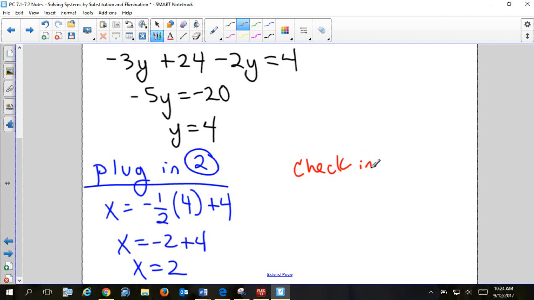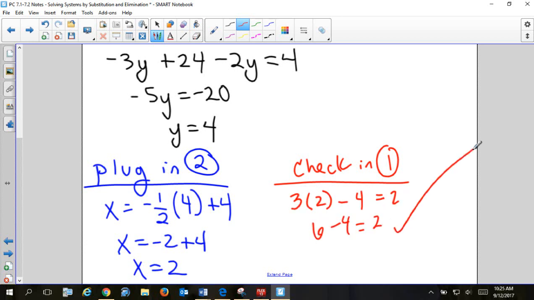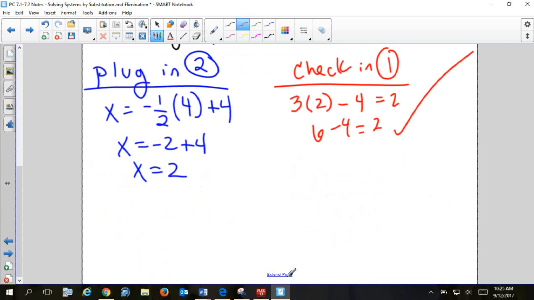So if I plugged in 2, I have to check in 1. You have to use both equations in this step. If I plugged in 2, I check in 1. So we'll do 3 times 2 minus 4 is 2. 6 minus 4 is 2. Yeah, check. So then you write your solution as (2, 4).